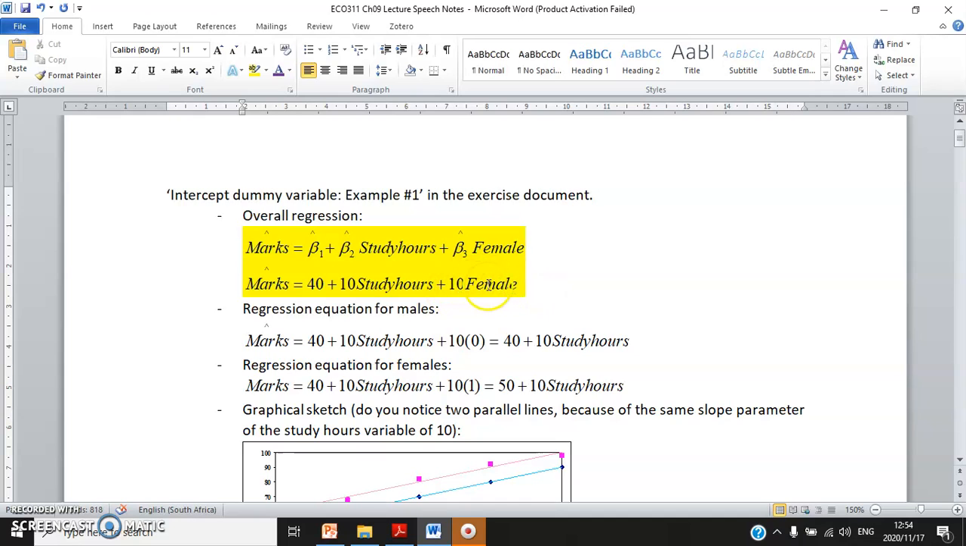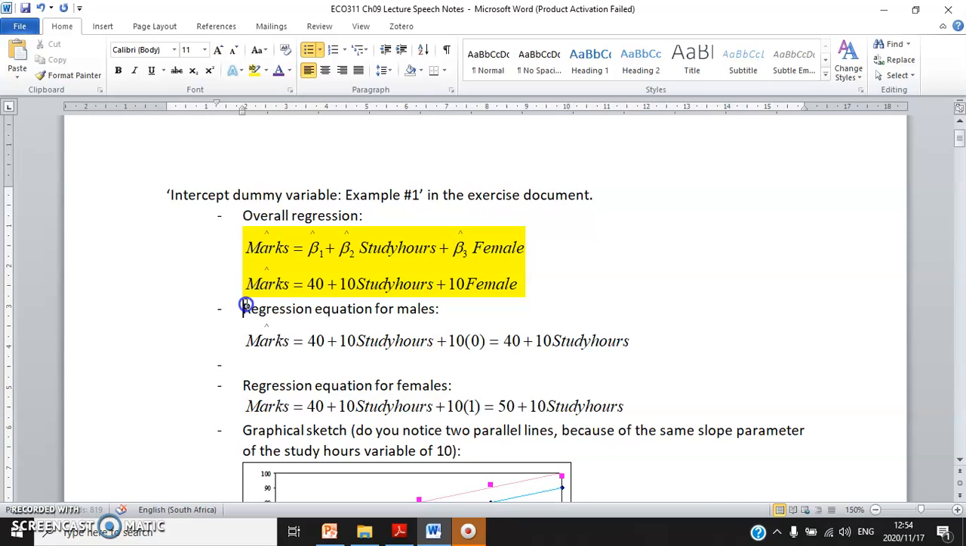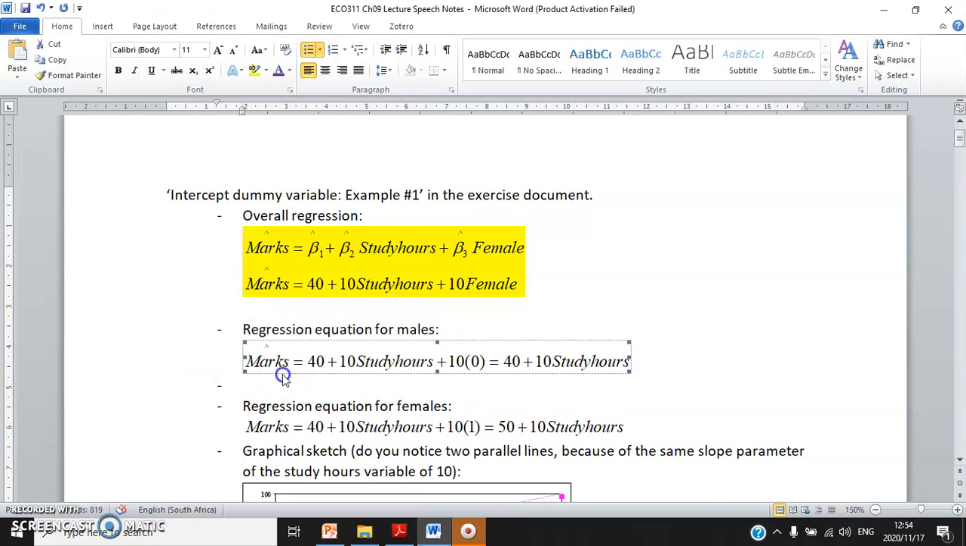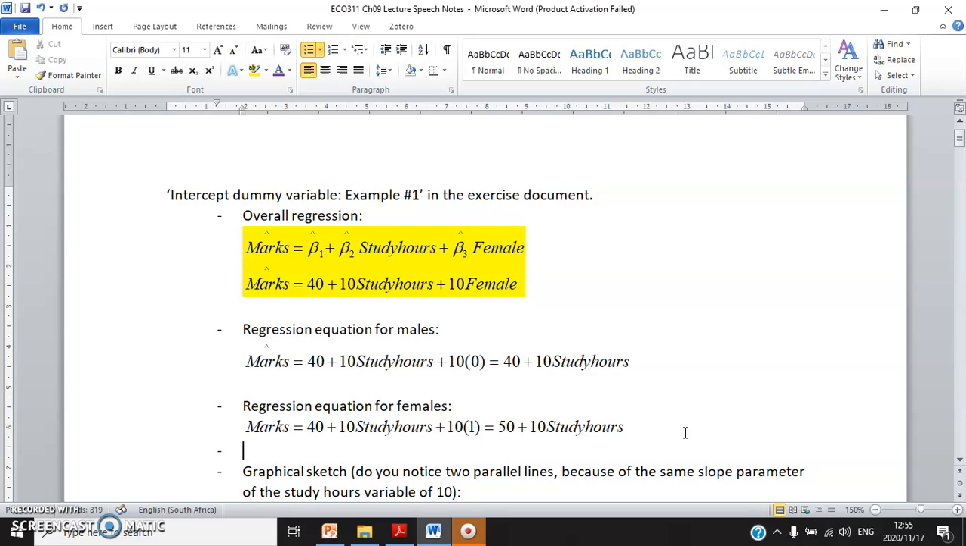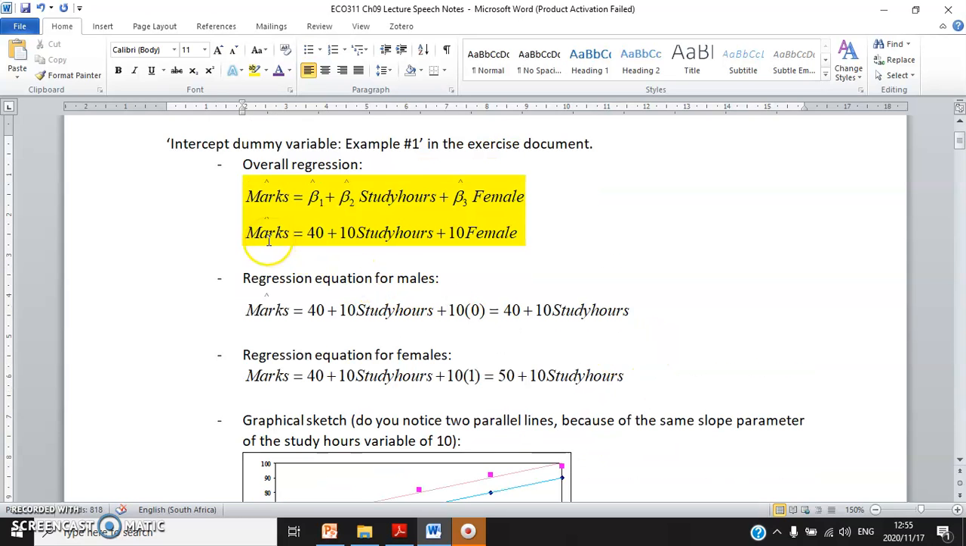The reason I call it the intercept dummy is this dummy would cause the constant to differ by gender. Okay, actually from this regression, you can see male is left out as the reference category. So from this overall regression, I derived the regression for each gender. So for the male, the regression equation is marks hat equals 40 plus 10 times study hours plus 10 times the female dummy, which should be 0 for someone who is a male. So this term falls away. This is why the male regression is actually marks hat equals 40 plus 10 times study hours. And then if you can understand the first one, you should have no problem to understand the second one.